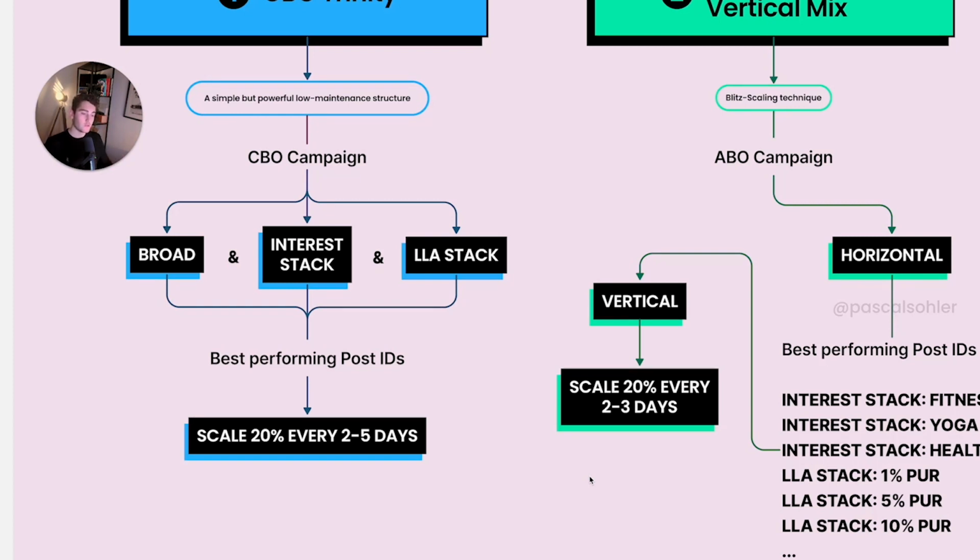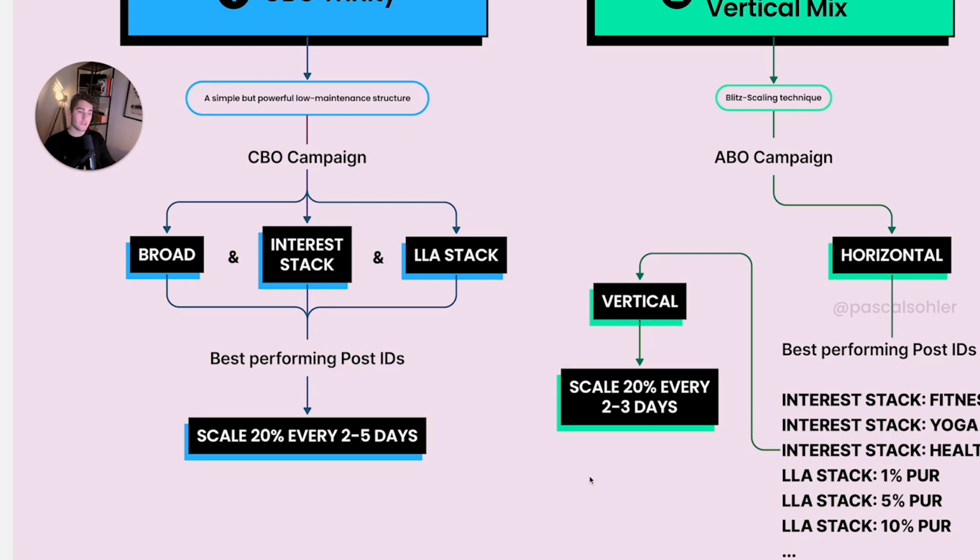So what you're going to do is that you set up a CBO campaign, a campaign budget optimization campaign, and you choose 3 audiences. First one is broad, the second one is an interest stack, the third one is a lookalike stack. What do I mean with the stacks? So the stacks are really just a few interests or a few lookalikes grouped together in the ad set.